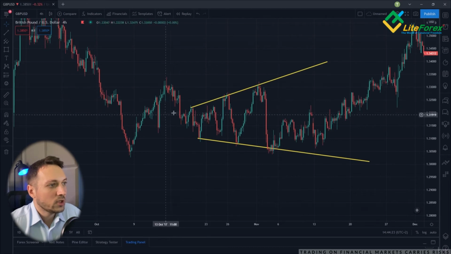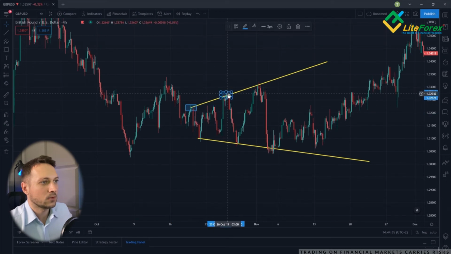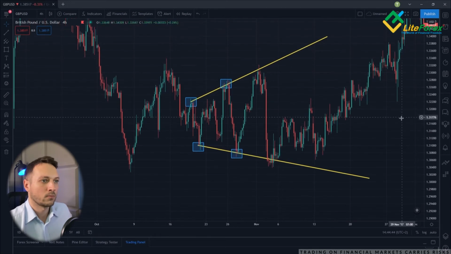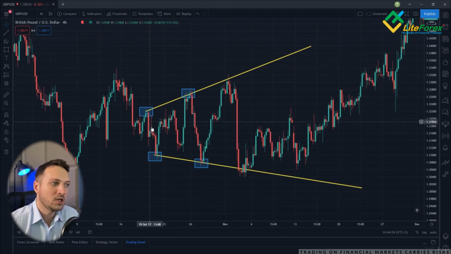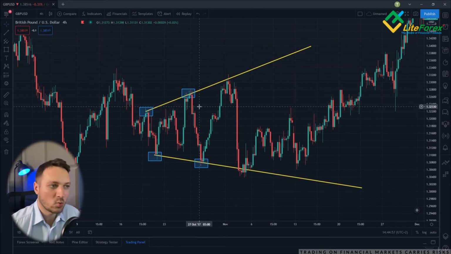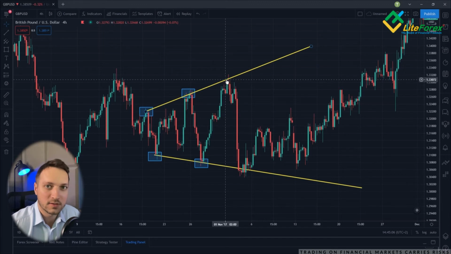Okay, so when we have those 4 points, let's also mark them on the chart. Third and fourth point. What we are trading in this formation is the 5th and the 6th wave, because each movement of the price we can call a wave in the formation. So we have the first wave, second, third, fourth, and this is the moment when we enter the market.